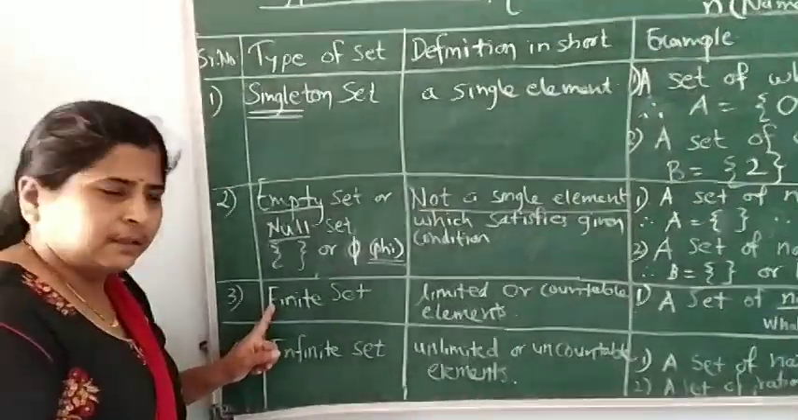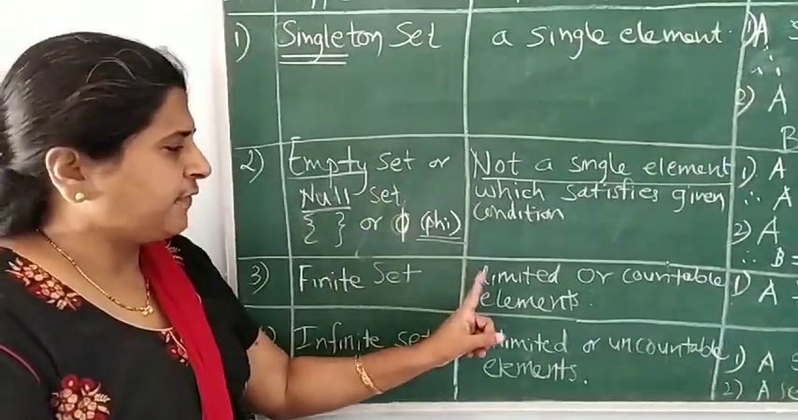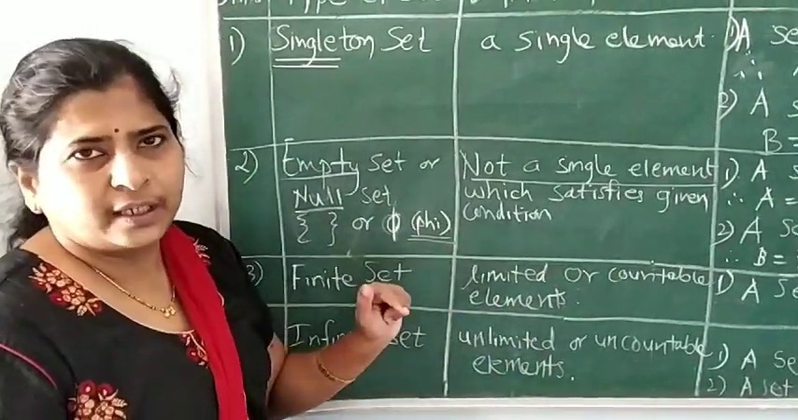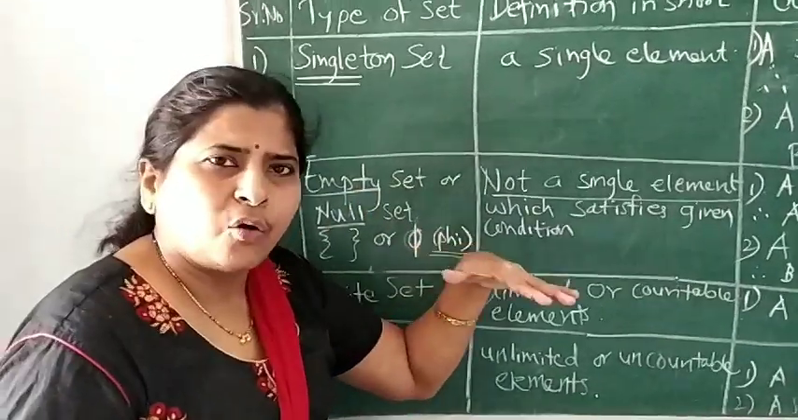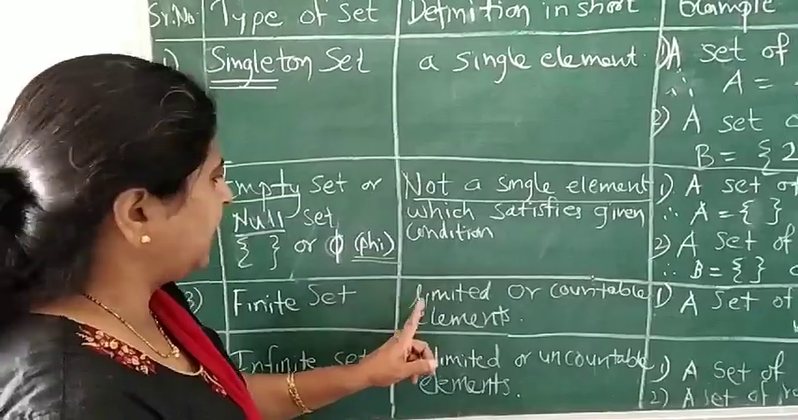Now let's go to the third type, the finite set. Finite means the set has limited or countable elements. It means if you start counting, it will stop somewhere. Then it is called a finite set.